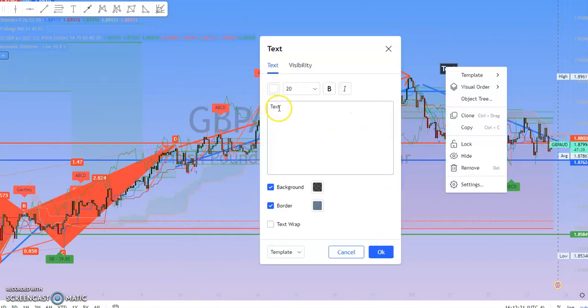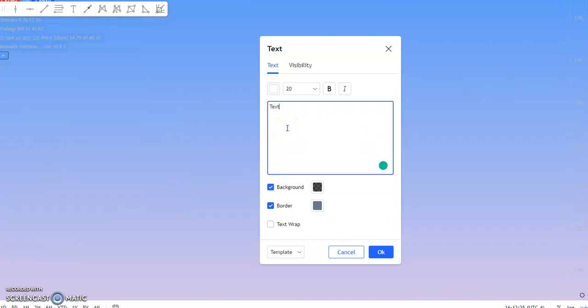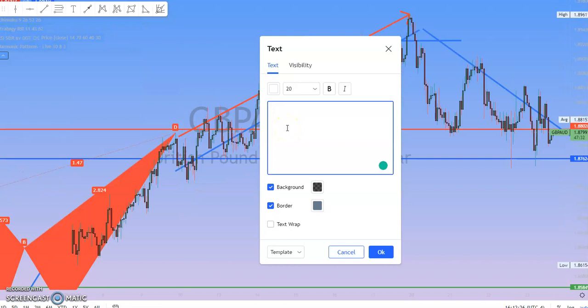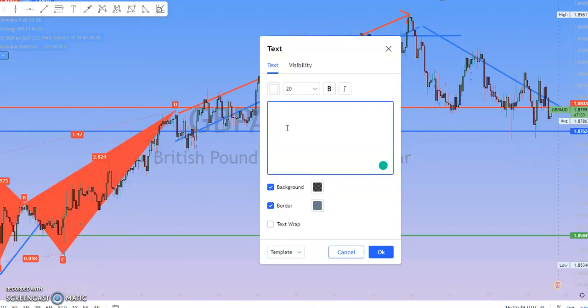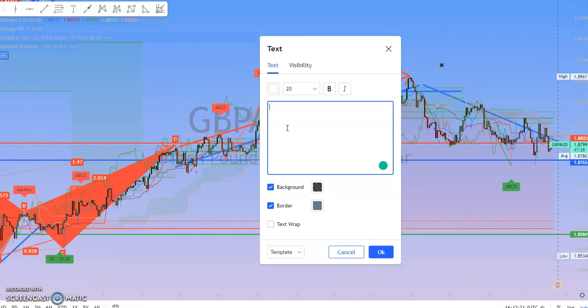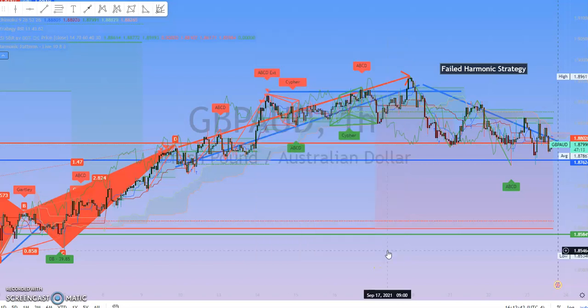Oh, now what are we going to call it? My computer never acts like this. Failed harmonic strategy. I guess for now, this is the failed harmonic strategy. I didn't know I was in so many different things. And so I saw it, and I said, you know what? I'm just going to put it up and then we'll go back, take a look and see.